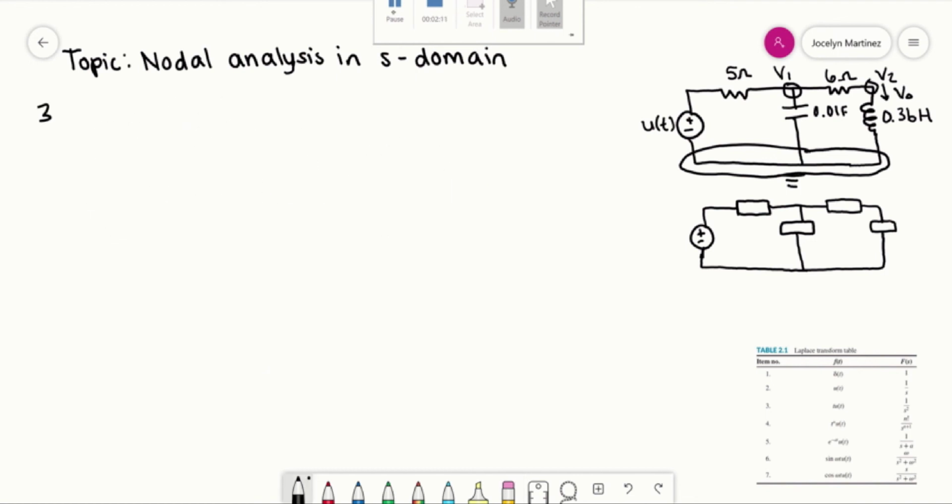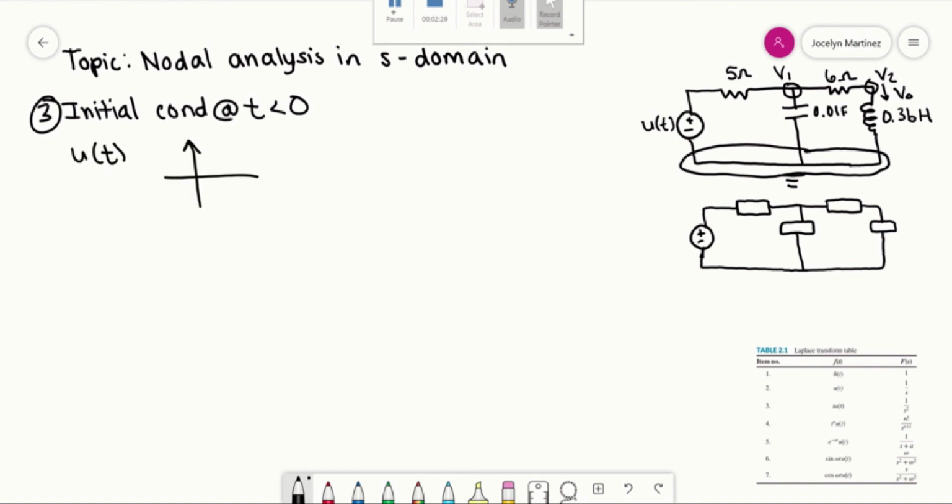Okay, so the third step is finding initial conditions at time t less than 0, and this should be done in the t domain. So we take a look at our voltage source, we'll see that we have u of t. And let's remind ourselves that u of t doesn't actually begin until time 0. So we won't have any initial conditions, right? Our voltage going through the capacitor will equal 0, and the inductor current will equal 0.